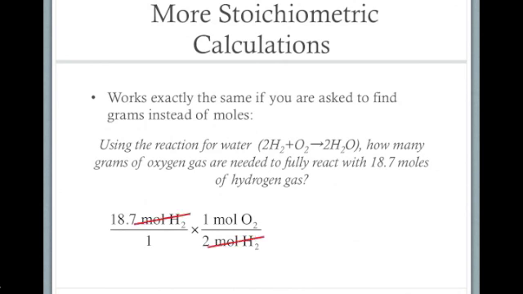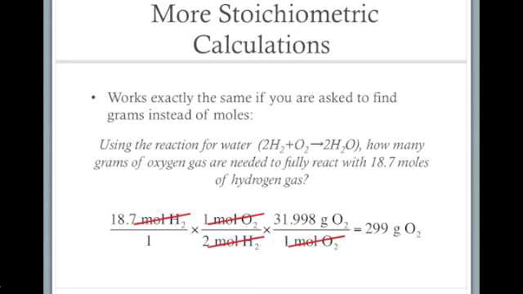Units cancel, but I'm not finished with the problem. The problem asks me grams of oxygen. I'm at moles, so I need to do one more step. I need to convert moles into grams. Moles on top, moles on bottom, they cancel out. Okay, this is O2, so there's 2 oxygen, 31.998 grams. Multiply it out, top times top, divided by what's on bottom, and you get 299 grams of oxygen gas.